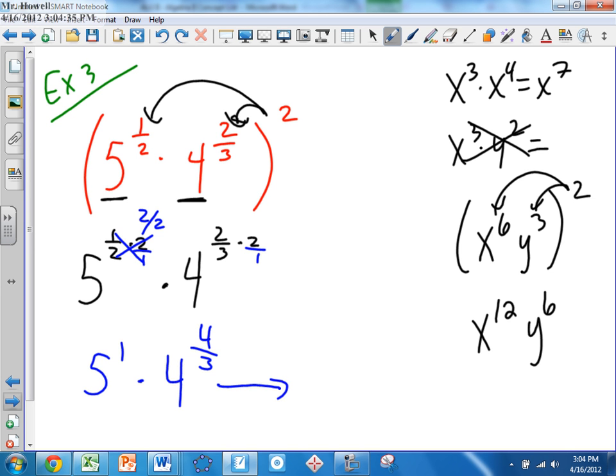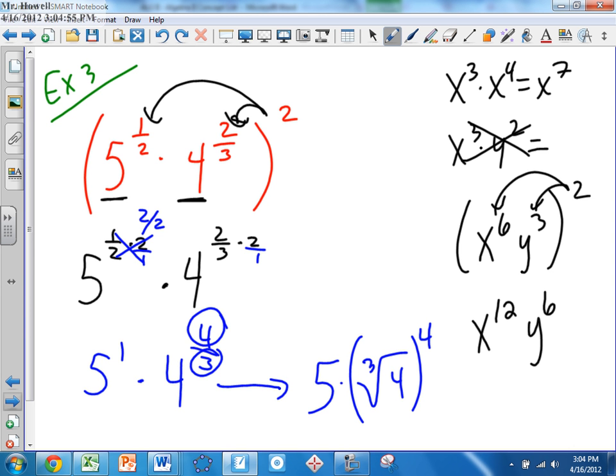The 5 is still simply 5. Then this is going to become the 3rd root of 4 to the 4th. Again, that's what I would have here. This 3 becomes my index, this 4 becomes my power. But I can't go any further, actually, because there is no 3rd root of 4.